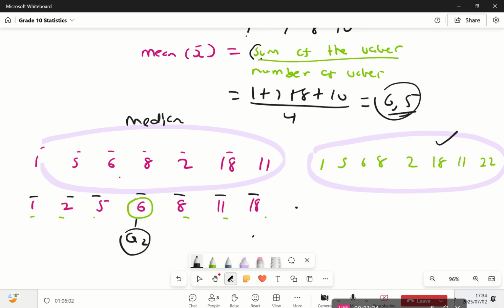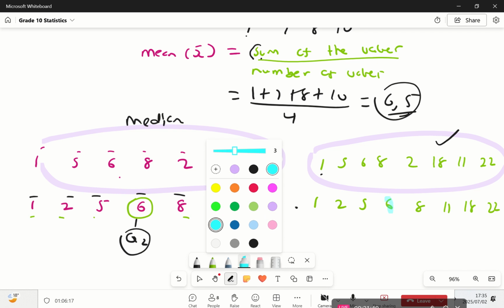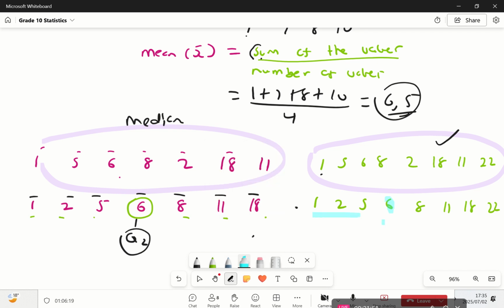I'll show you this from this other data set. Let's put it in ascending order as well. 1, 2, 5, 6, 8, 11, 18, 22. All right. So the middle value here is not 6, because if you make it 6, you've got 3 values this side, you've got 4 values, so it can't be the middle value. 8 can't be the middle value either, because you've got 4 values there, you've got 3 values there. So therefore, you're forced to make this couple the middle values.